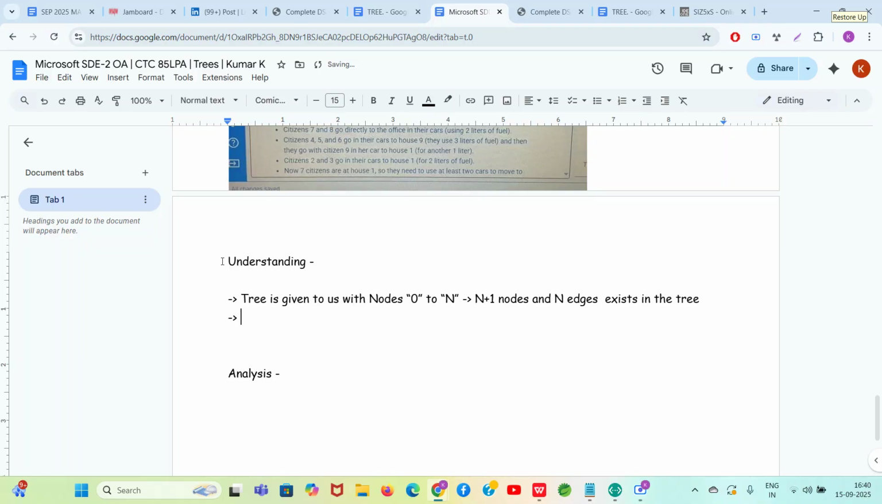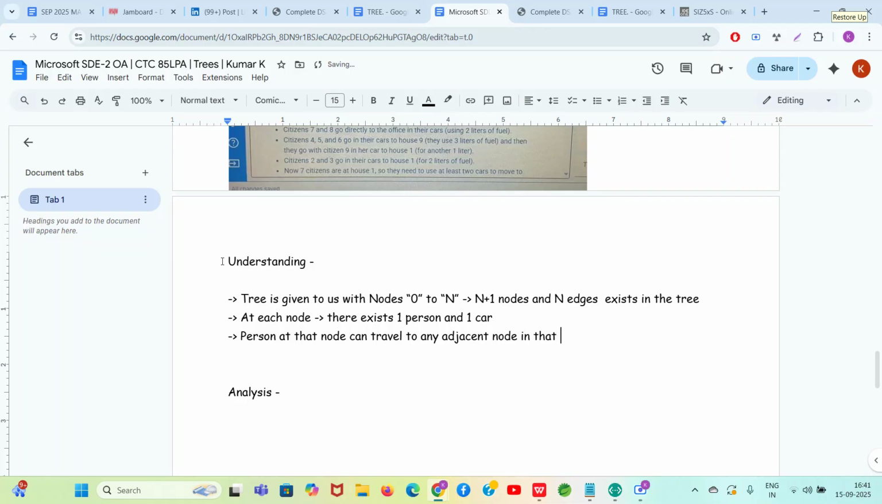At each node there exists one person and one car. The person at that node can travel to any adjacent node in that car or some other car which has reached it.